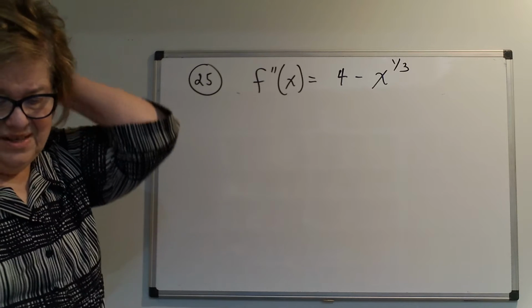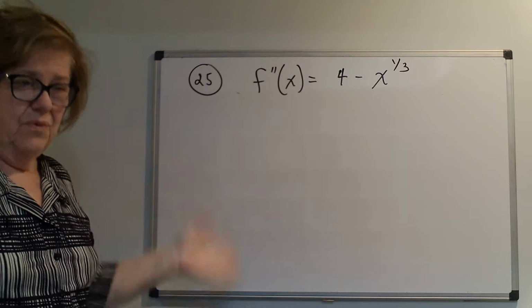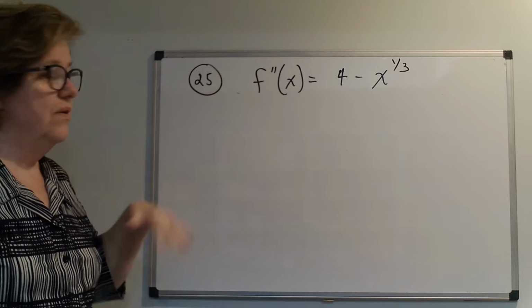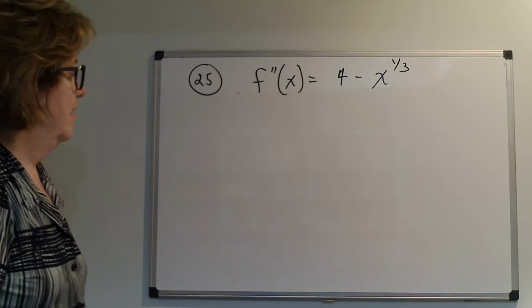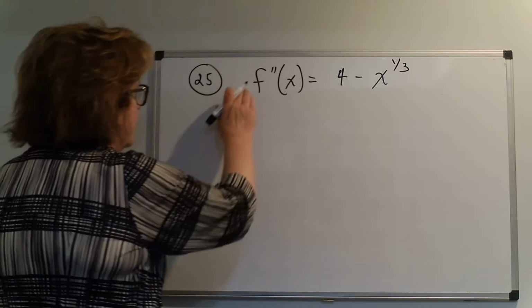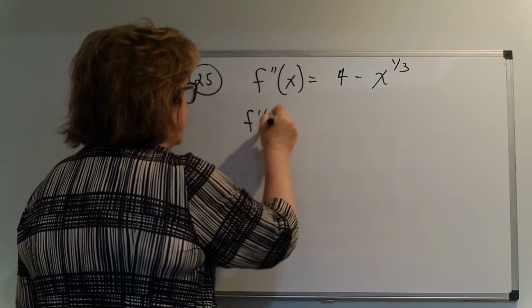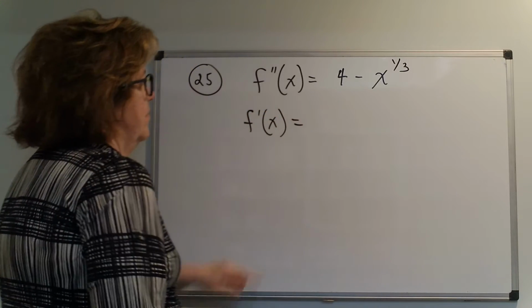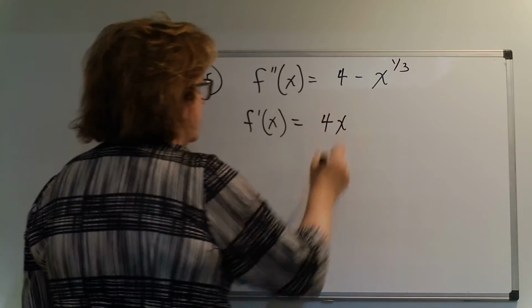Okay, we're given the second derivative, and we want to get the original function. So we're going to have to do the antiderivative stuff twice. Okay, so this is the second derivative. To get the first derivative, we need the antiderivative of 4, that would be 4x.